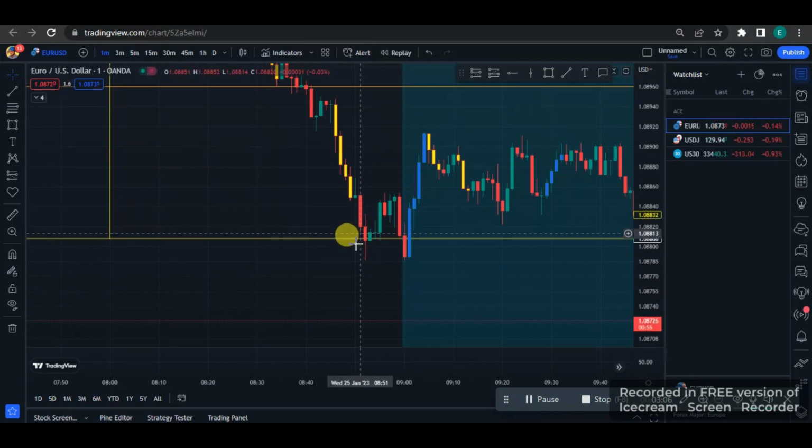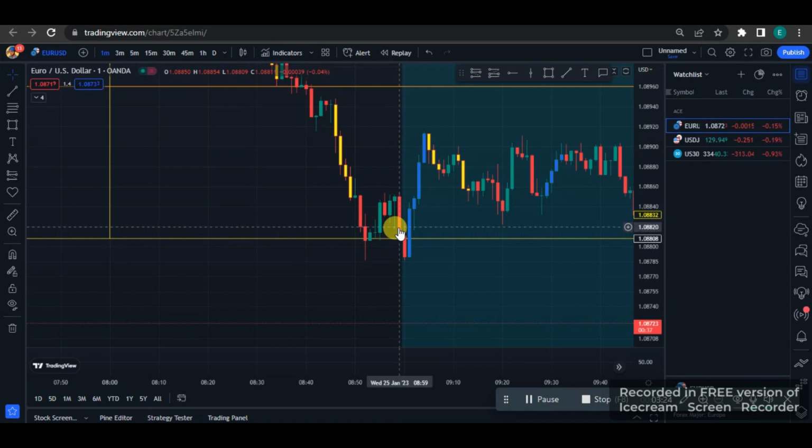Then for a break below like this, we'll be looking to take our trade for a sell. So we're looking for a selling setup, not a buying setup. Once you see a break below the Asian range, we want to be looking for a selling setup. So price went up, then went down like this.